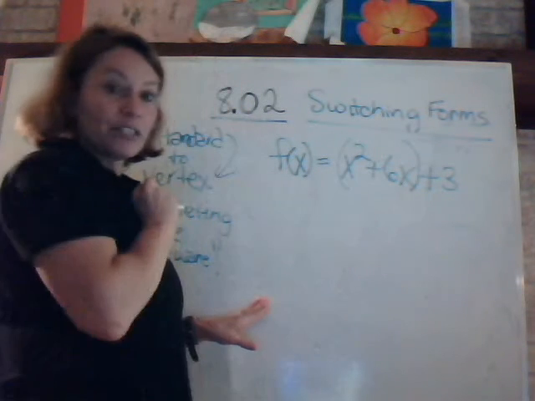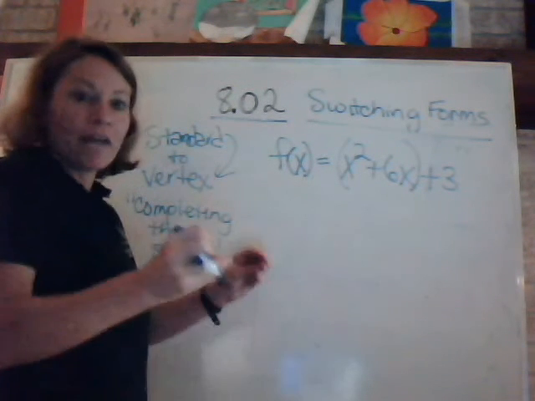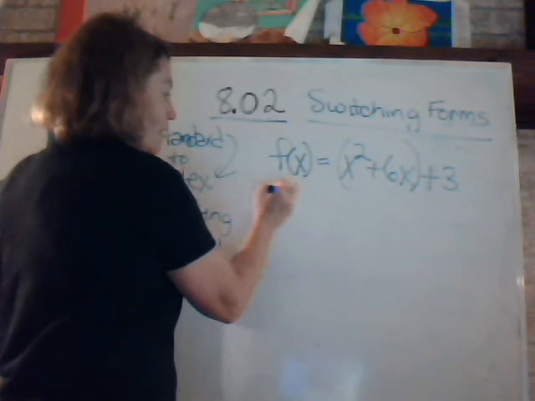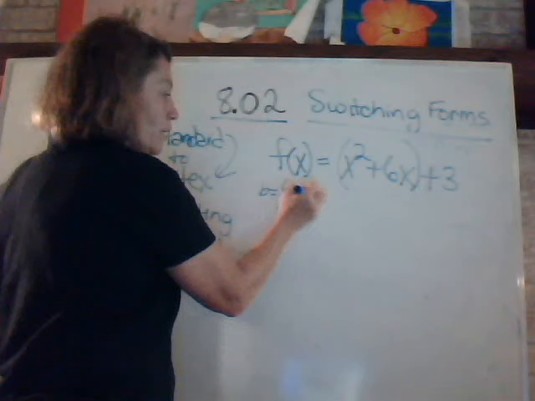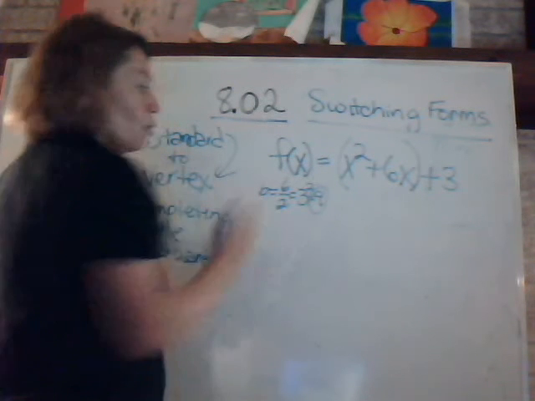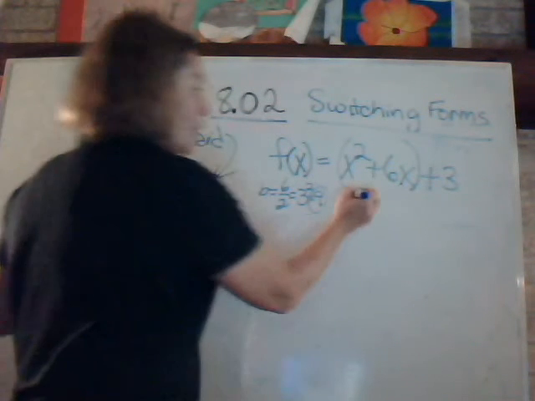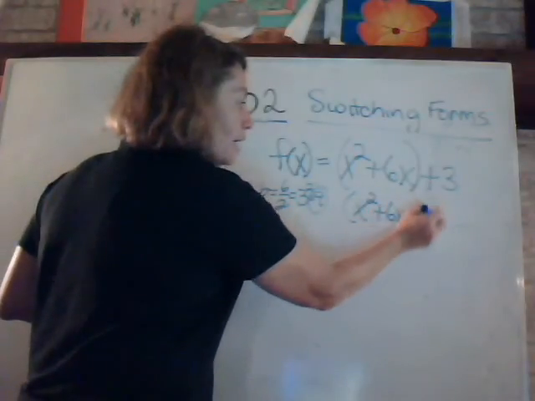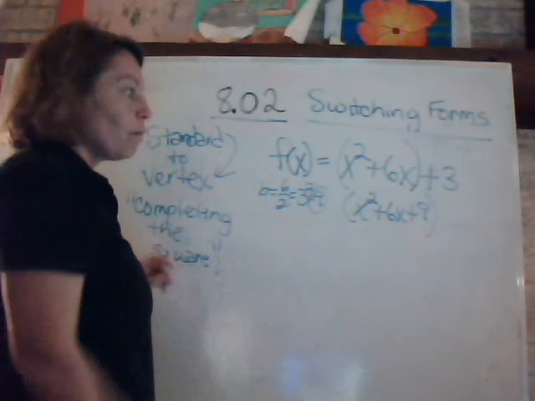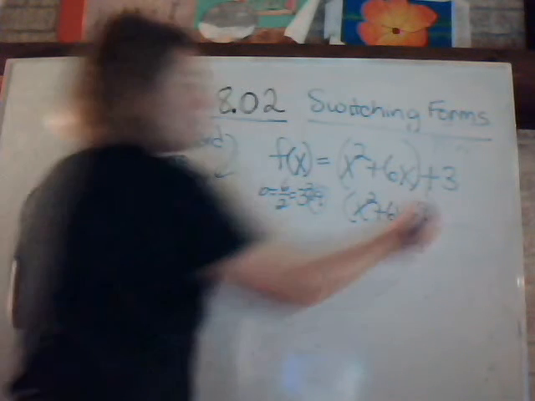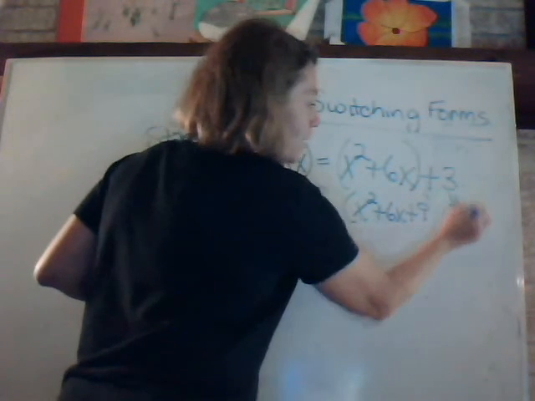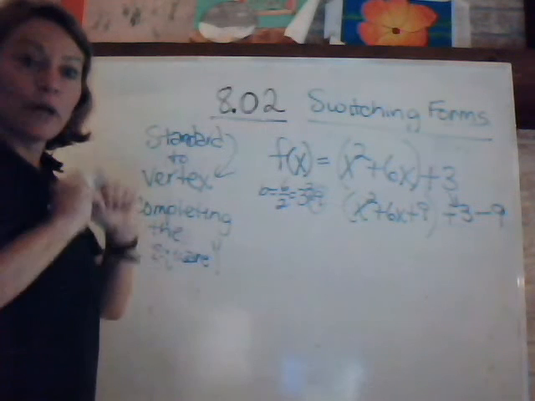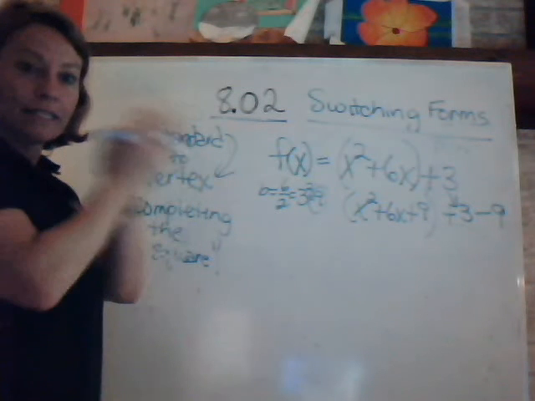Here we go. I'm going to group the first two together. I'm going to take b, half it and square it, and add it and subtract it. Half of 6 is 3. 3 squared is 9. So I'm going to add and subtract 9. X squared plus 6x plus 9 becomes my trinomial. But I added and subtracted, so it ends up being 0. So I'm going to bring down my 3, and then since I added 9 here, I have to subtract 9 here to keep it 0, right? 9 minus 9 is 0.